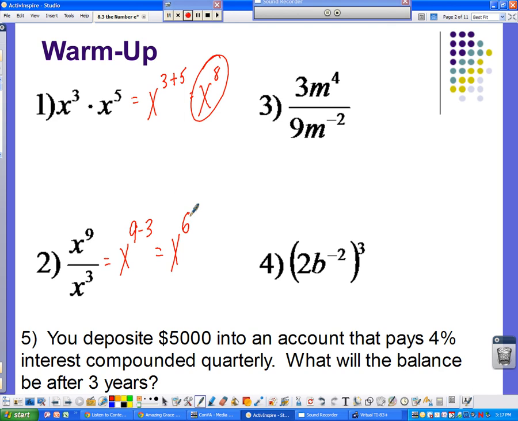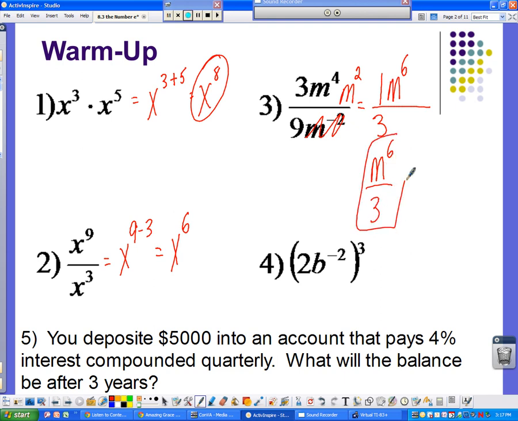Number 3, anytime you have negative exponents, first thing you should do is remember they've got to be moved. If they're in the bottom, they've got to move to the top. If they're in the top, they've got to be moved to the bottom. And then we just need to simplify 3/9. So 3 and 9, 3 will go into it. So 3 divided by 3 is 1. 9 divided by 3 is 3. And then we add what's on top, so we end up with m to the 6th. We don't need the 1 coefficient, so we could just write m to the 6th over 3 as our final answer.